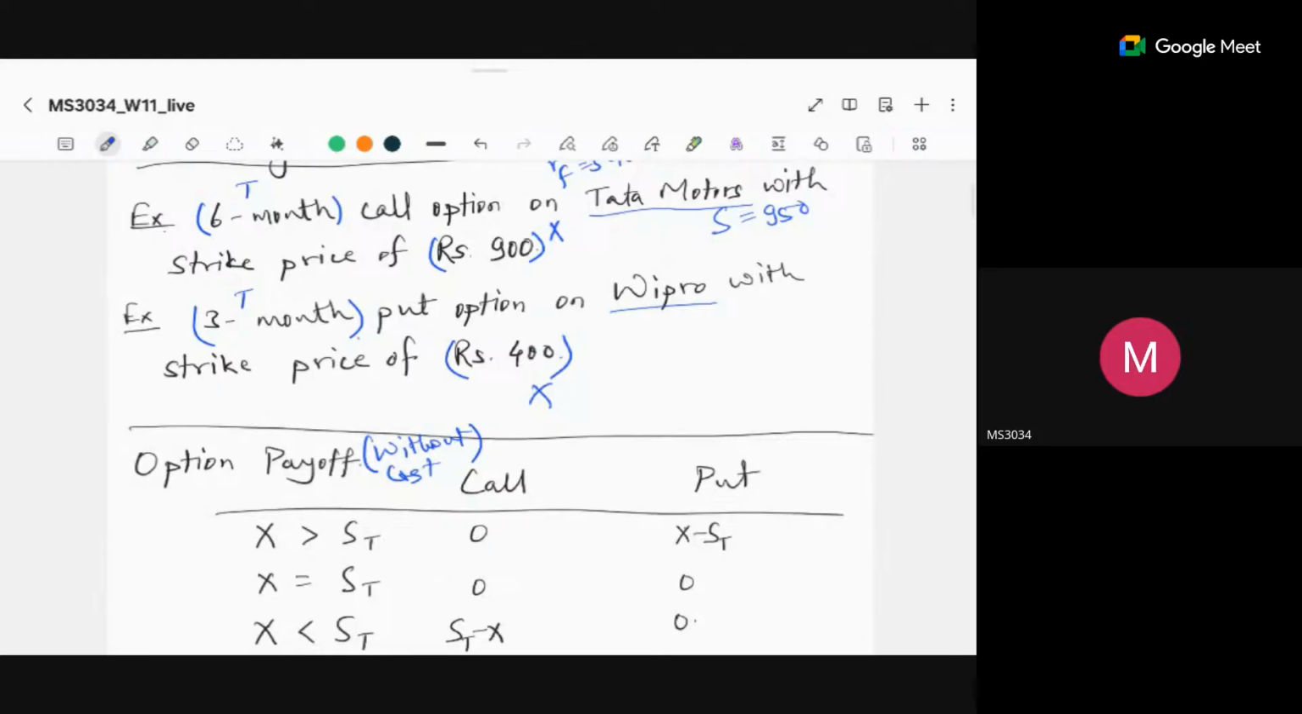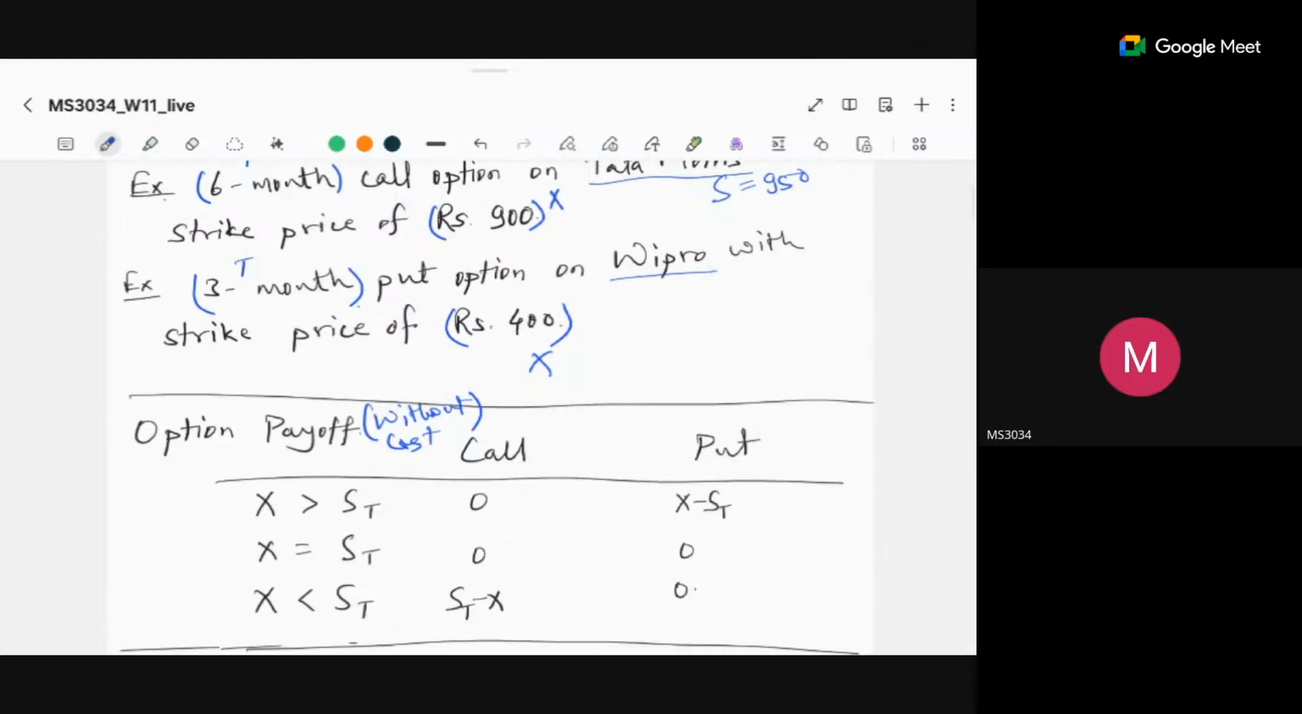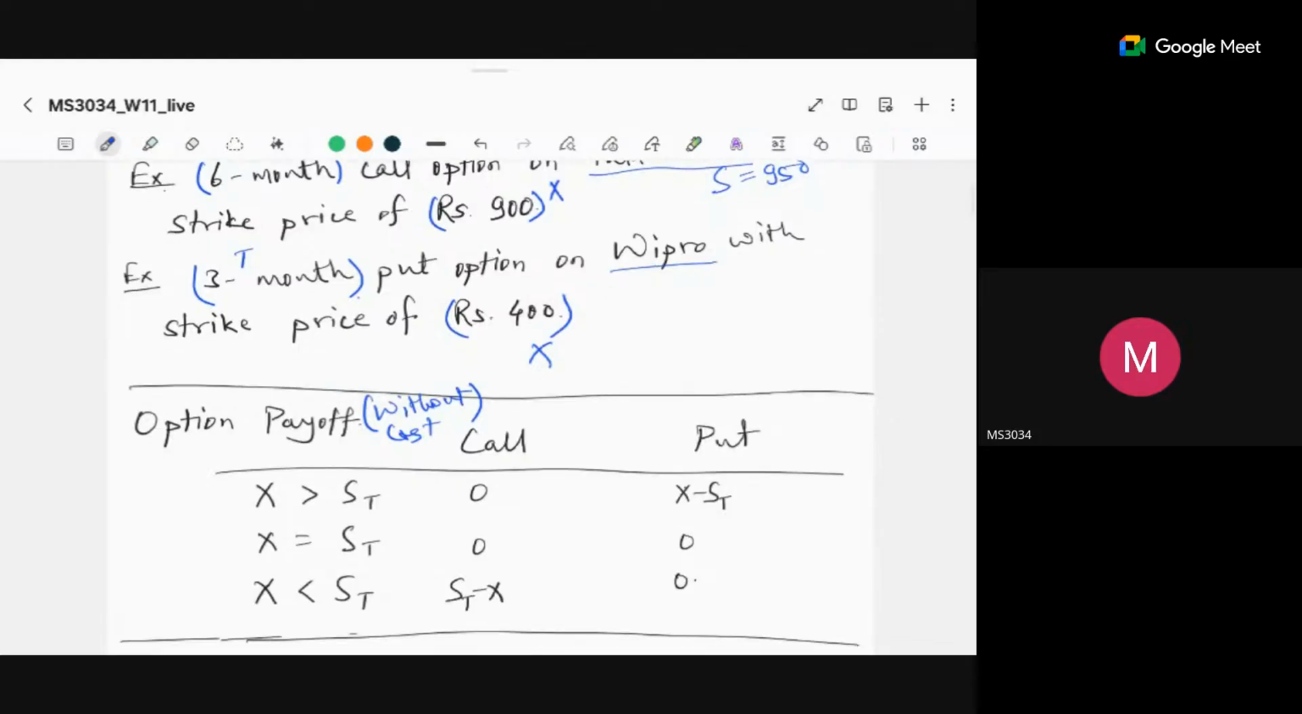If I am a rational person, I will go to the market and purchase the Tata Motors stock at 850 rupees, not exercising the option and purchasing it at 900. Correct. So if my strike price is more than my stock price, then I will not exercise my call option. So in this case, it is out of the money. Out of the money. M stands for money here.